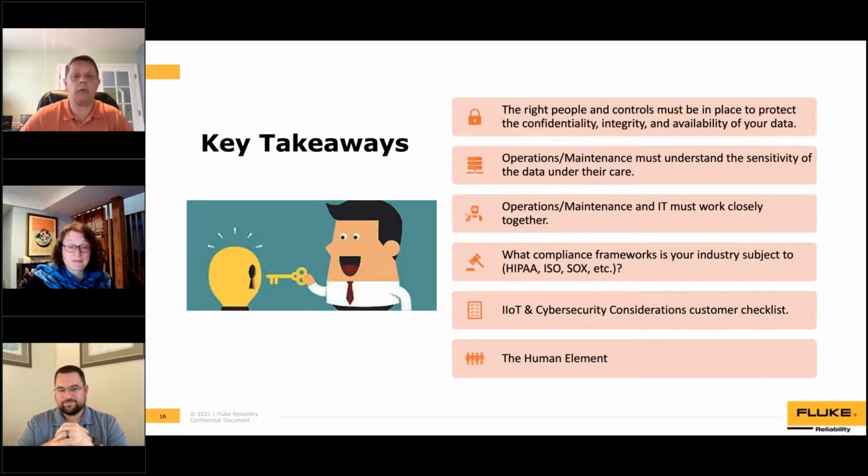I would agree. No, I would agree. I know it's funny you mentioned this about some of those phishing tests.